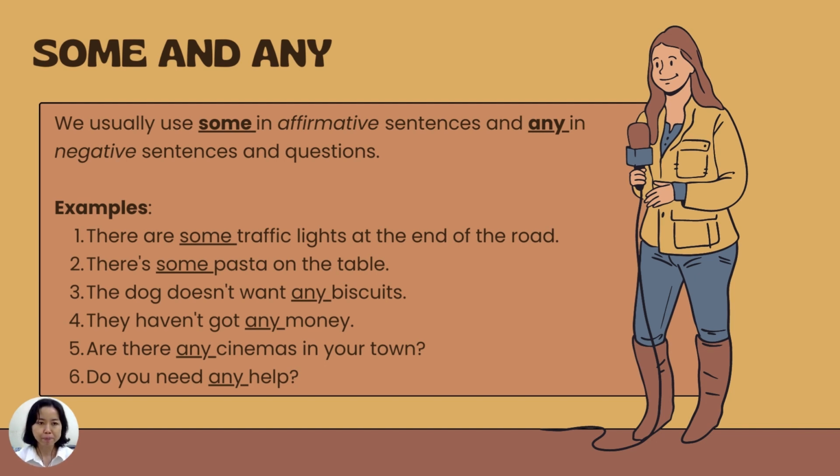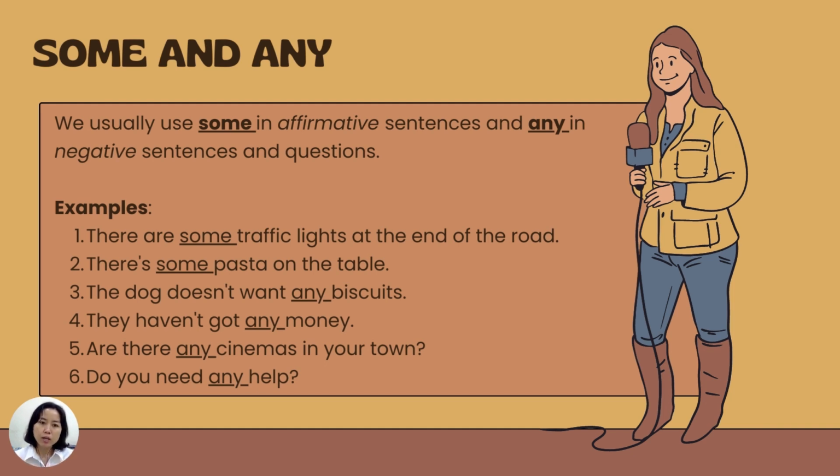Please read it for me. Yes, there's some pasta on the table. Is this sentence the same or similar to number one? Yes, you're correct. This one is an affirmative sentence too. This one is a positive statement. So we use some, like in number one and number two, for affirmative or positive sentences.